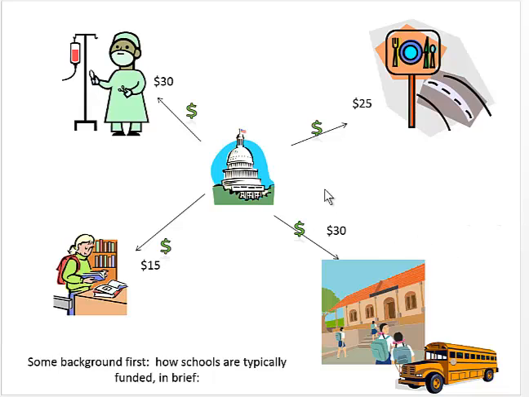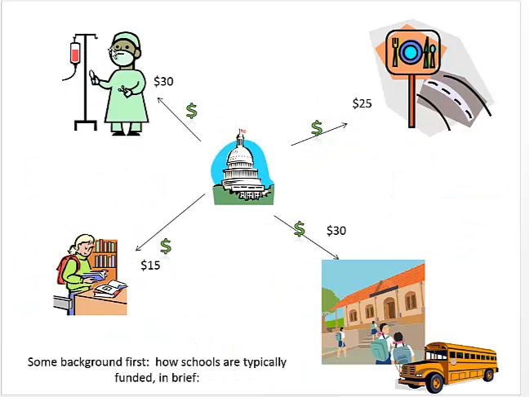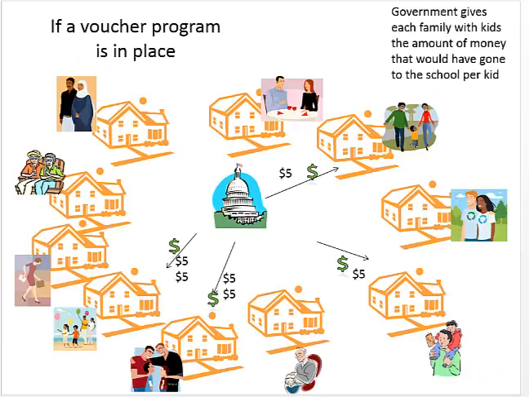So when you think about it for a second, if a family paid in $10 and the government got a total of $100 and then they divided it this way, it basically means that each family's tax dollars, $3 of it is going to health care, $2.50 is going to the road, $1.50 is going to libraries, and $3 is going to public schools. So that's kind of a simplistic way to think about it. Now, if a voucher program is in place, basically the government gives each family with kids the amount of money that would have gone to the school per kid.